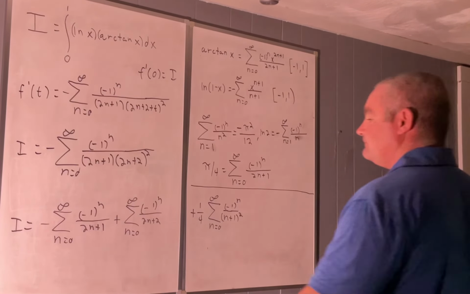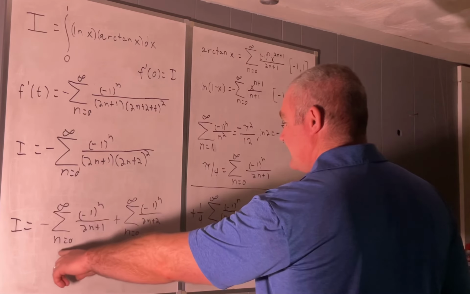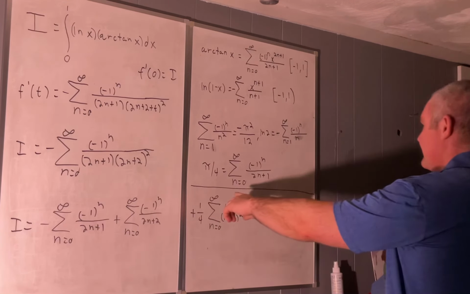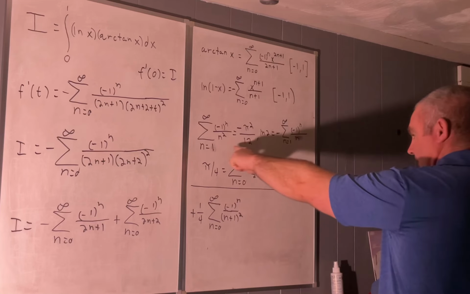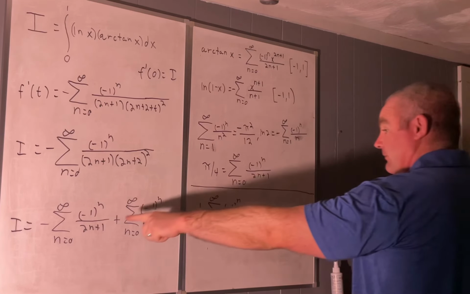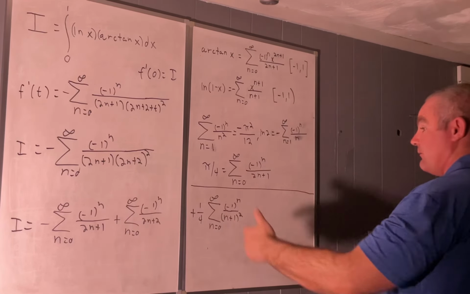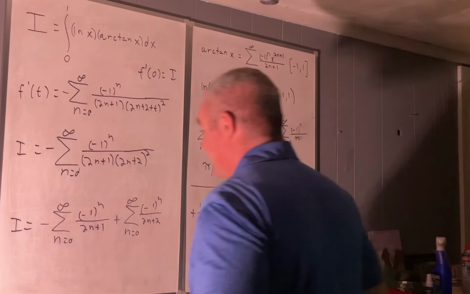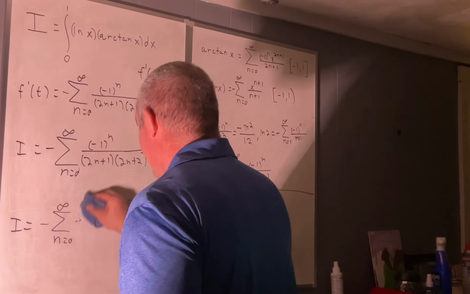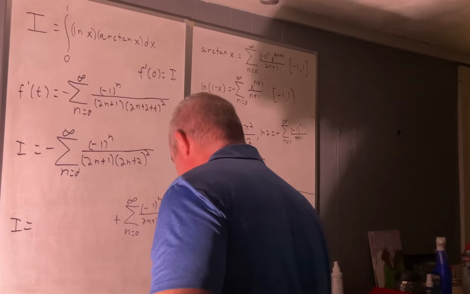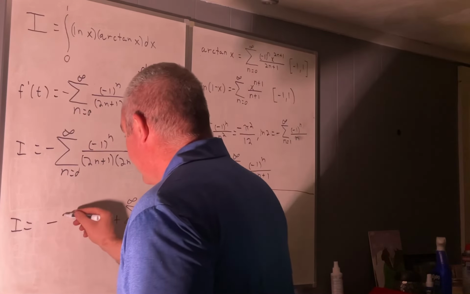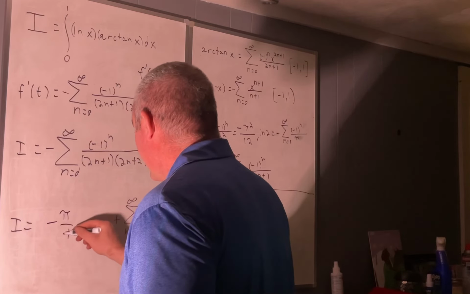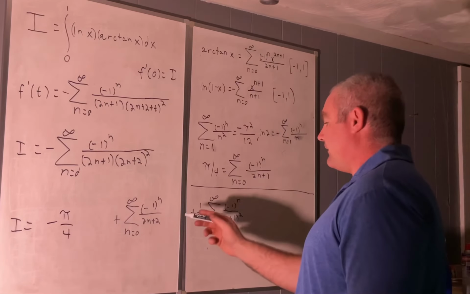All right, well, let's see. This is simply the negative version of this, right? That's the sum from n equals 0 to infinity of -1 to the n over 2n plus 1. So this whole thing converges to -pi over 4.